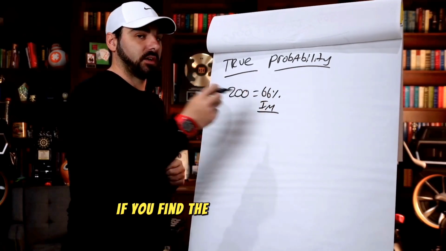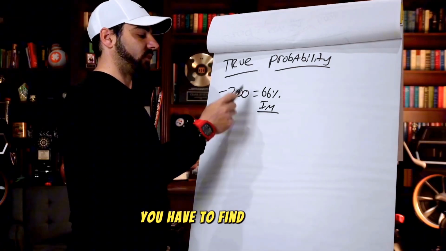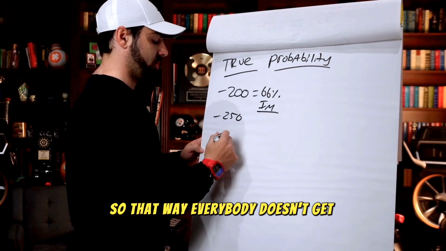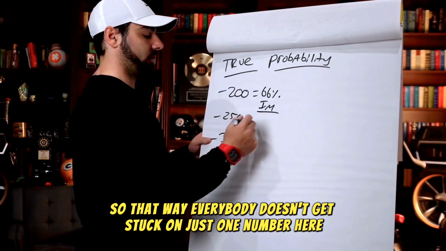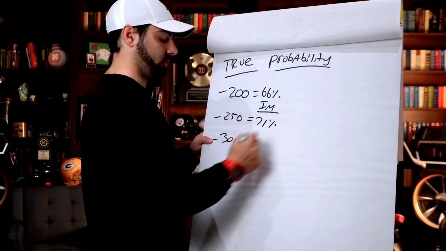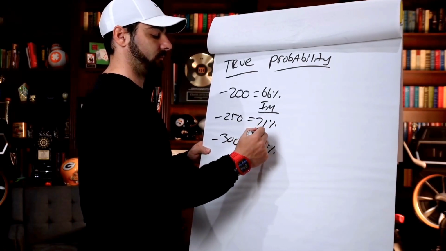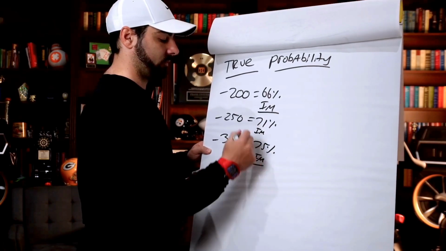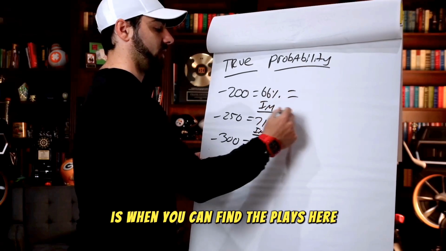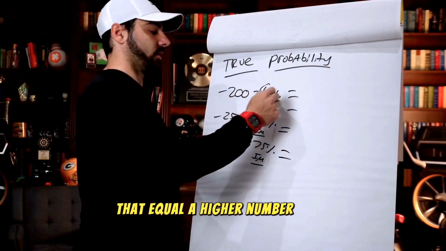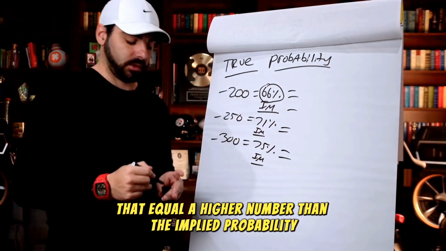if you find the play, this is where you win. You have to find the plays. I'll draw them all out so that way everybody doesn't get stuck on just one number here. 71%, 75%. Where you win is when you can find the plays here that equal a higher number than the implied probability.